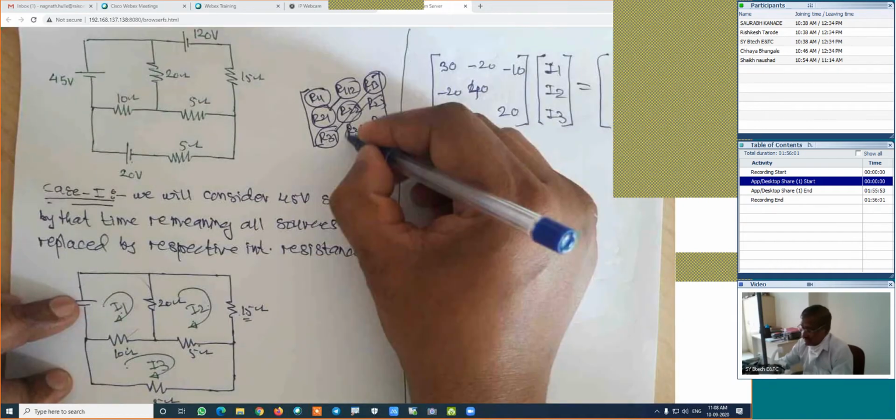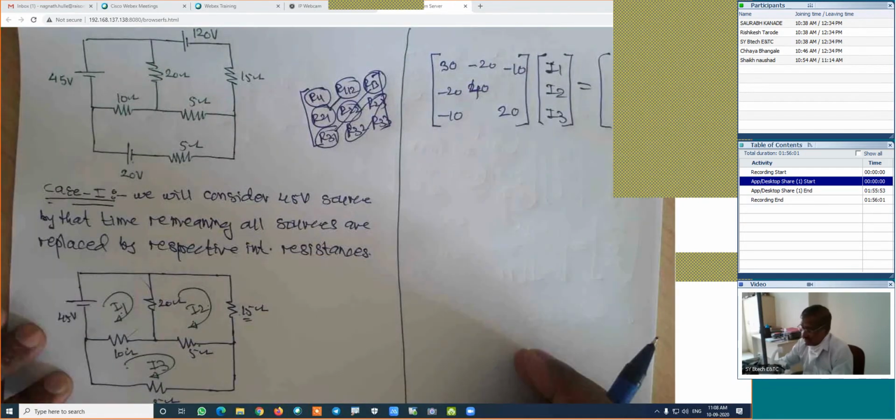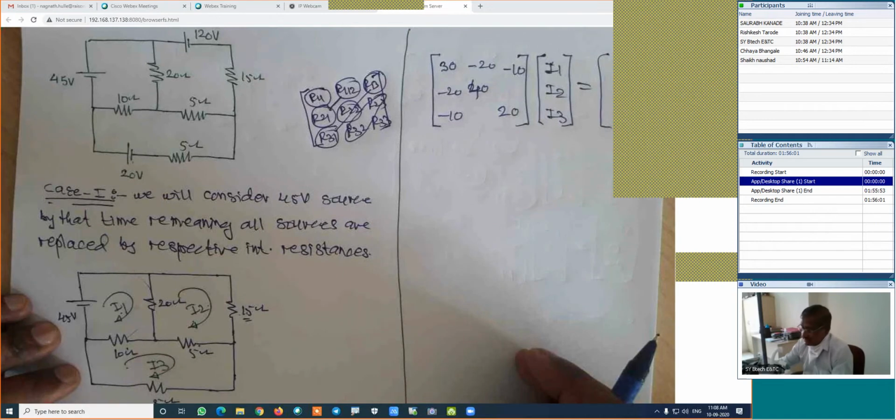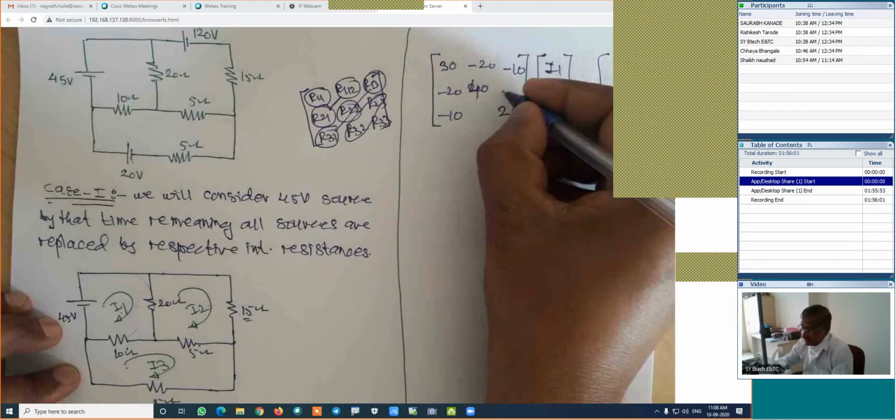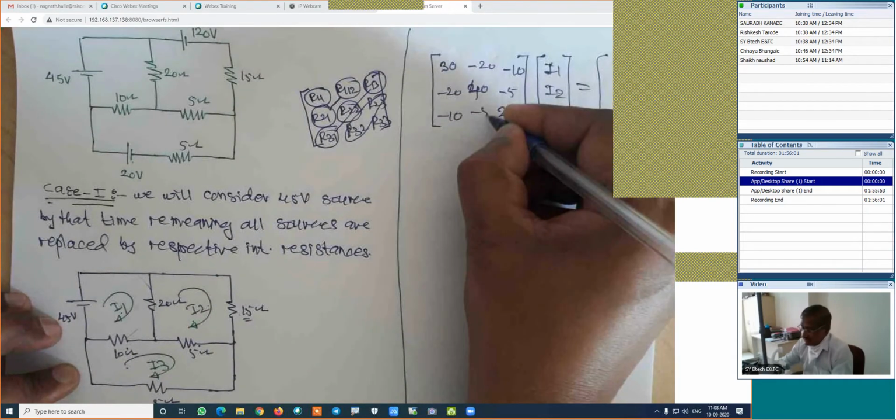Finally, we will find out this value. The resistance which is common for the second and third loop or third and second loop. Second and third, third and second. The resistance common is 5. This is minus 5 and this is minus 5. That's it.